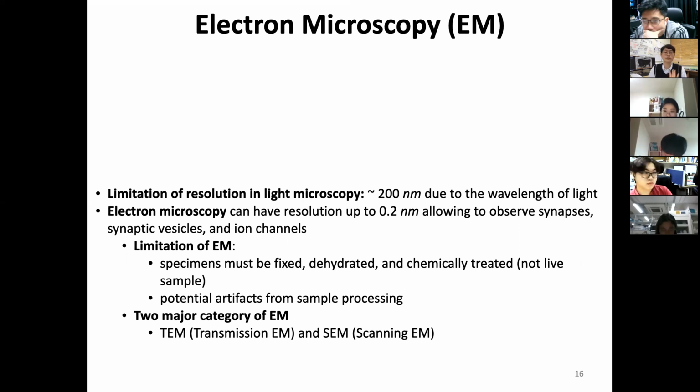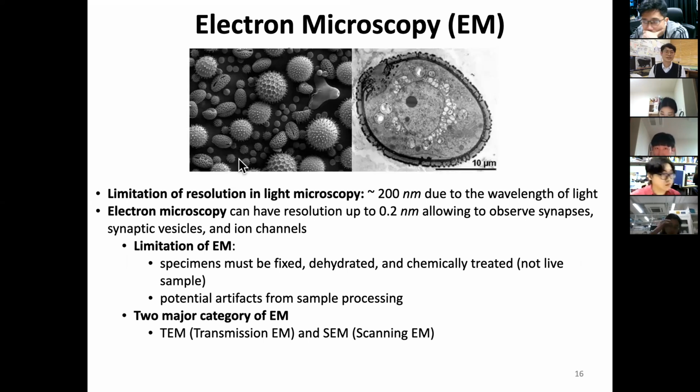Okay, let's move on to electron microscope. So let me ask a question to Shukla. Left and right, as I said, there are two kinds of EM, which is scanning EM versus transmission EM. Which one is a scanning EM? Can you tell? Left or right? Yeah, I'm asking you, which one is a scanning electron microscope?